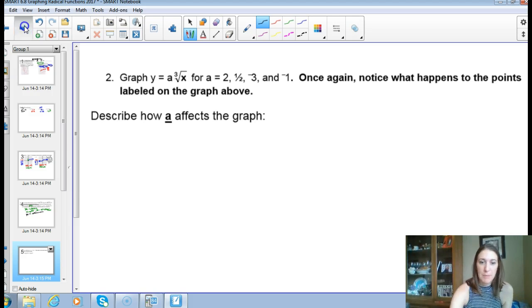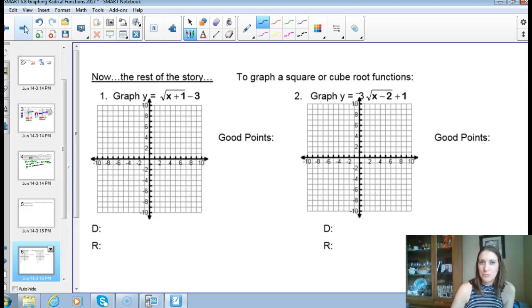So how does a change the graph? We already talked about that. Okay. So this one, it's up to you how much calculator you want to use on these. We're typing a square root function this time, and it's been shifted. So this +1, -3 are the shifts. So it's been shifted left 1 unit and down 3 units.